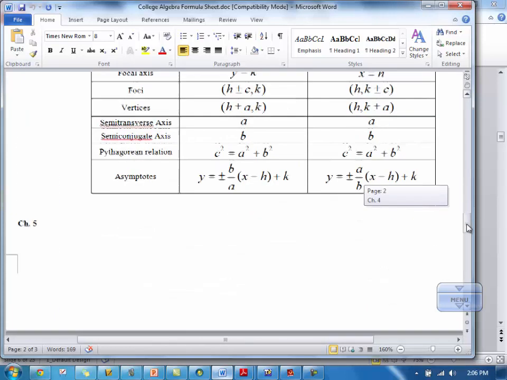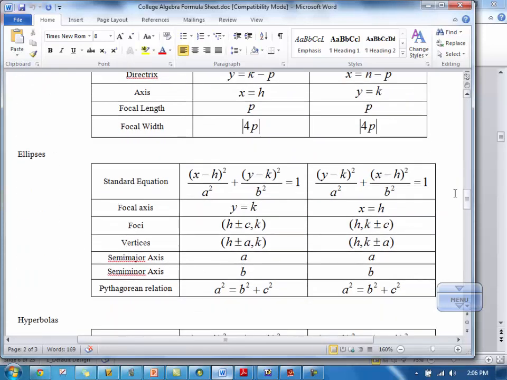I don't have the equation of a circle on there because it's actually one specific case of an ellipse where a and b are equal to each other. So if a and b are equal, let's say they're both 1, then you'd have a circle with a radius of 1. If a and b are both 4, if a is 2 and b is 2, then you can multiply through by 4 and you'd have a circle with a radius of 2. If a and b are 3, then you have a circle with a radius of 3, and so on.